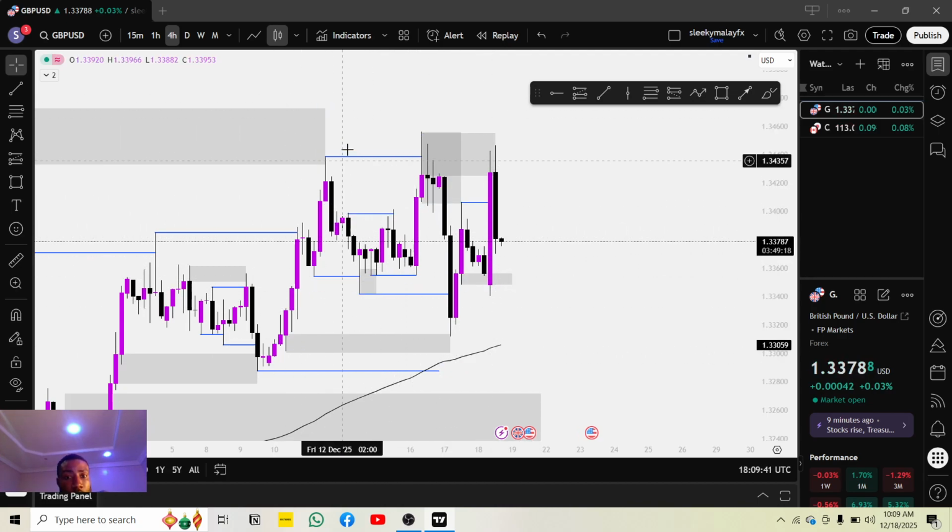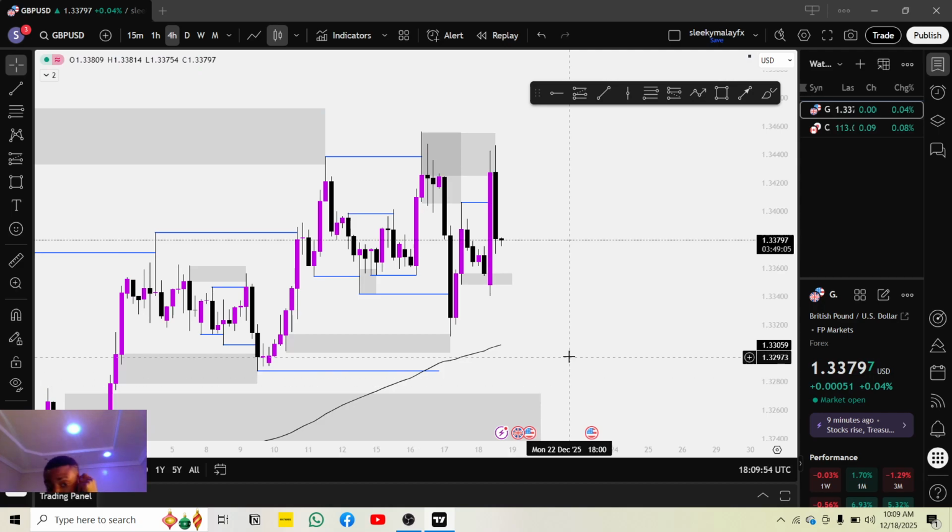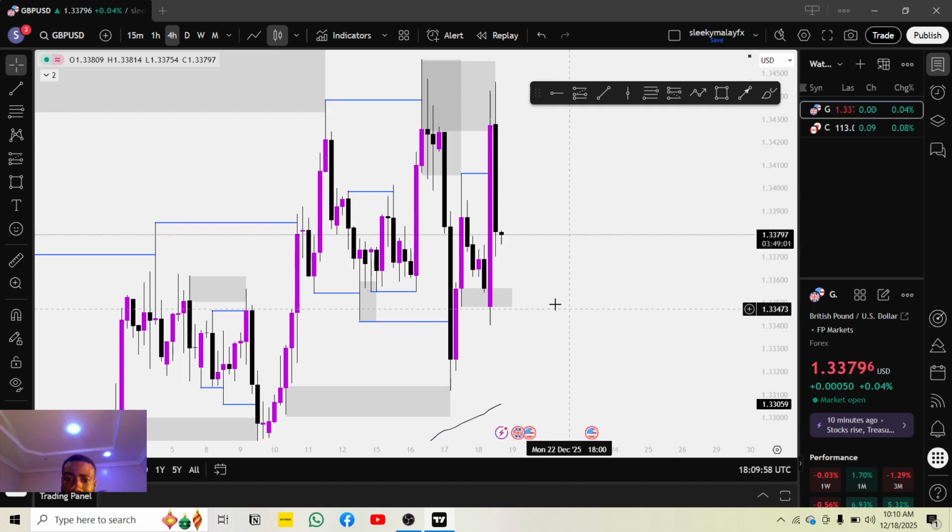Although we shouldn't forget that this POI is a daily POI, so everything is making move based. I think this is giving more energy to all this happening right now. So right now, what I'm expecting moving forward tomorrow.